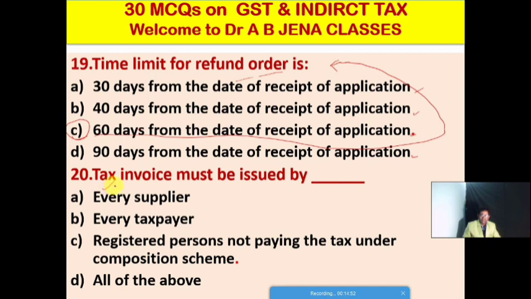Next MCQ, the tax invoice must be issued by whom? Tax invoice must be issued by option A every supplier, B every taxpayer, option C registered person not paying the tax under the composition scheme, option D all of the above. So the right option is C. So the tax invoice must be issued by a registered person not paying the tax under the composition scheme.